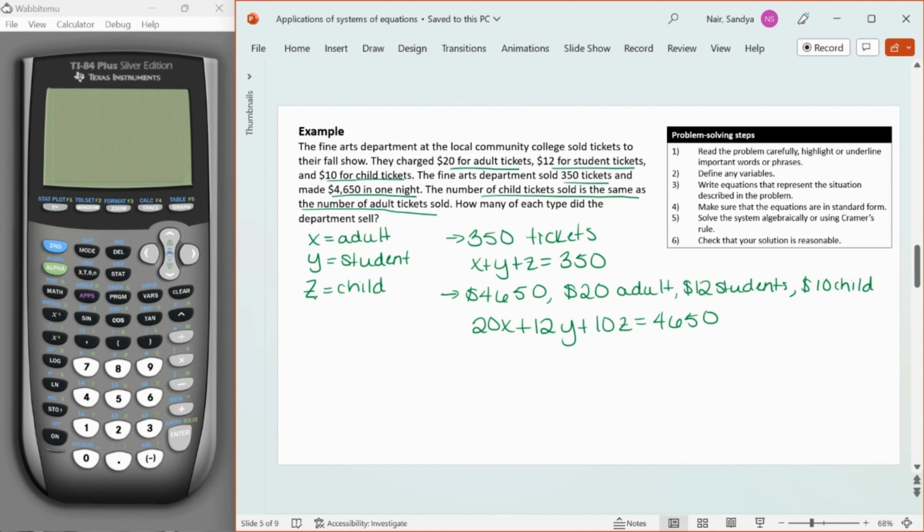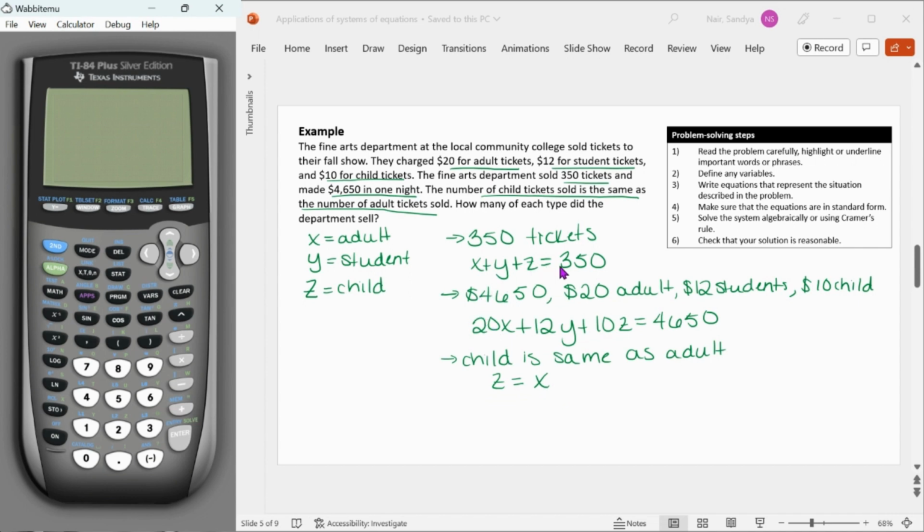So let's look at if we have another equation described in this problem. Well, it says the number of child tickets is the same as the number of adult tickets. So we know that child, which is z, is equal to x. Now we can choose which way we want to solve this system. Notice that we have three equations: the first equation is the total tickets, the second equation describes the total amount of money, and then we have this z equals x.